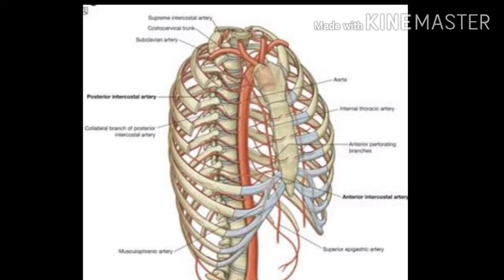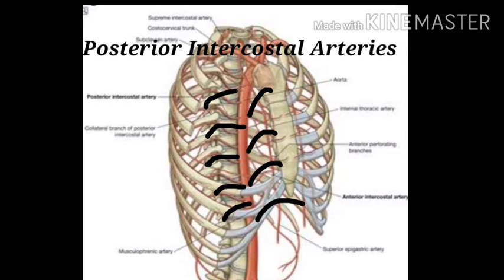Now we will discuss the arterial supply of the thorax. The arterial supply of the thorax is mainly by two main arteries, the aorta and the subclavian artery. The aorta moves posteriorly, anterior to the vertebral column, so it gives branches posteriorly, which are known as the posterior intercostal arteries, which you can appreciate in the diagram.